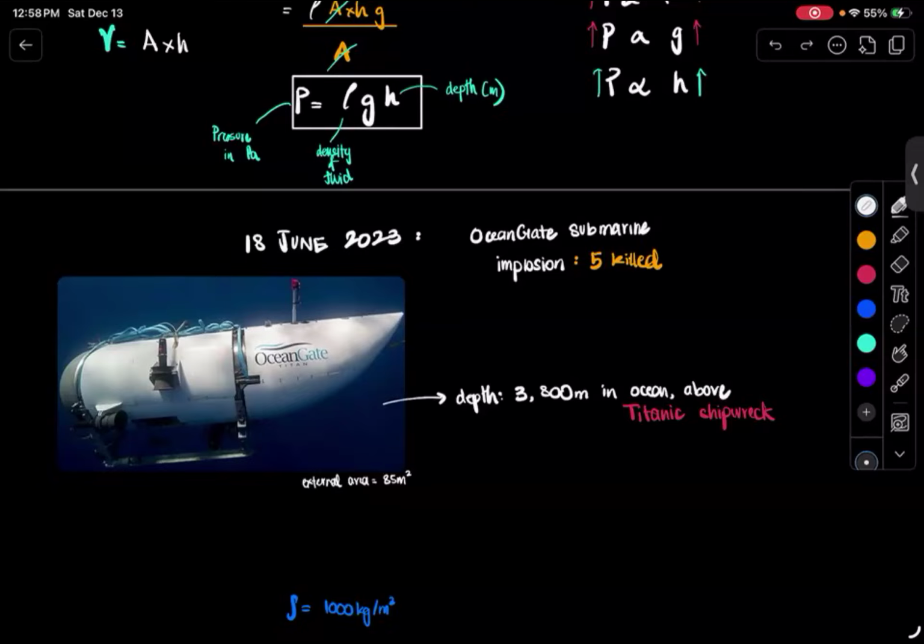Now, there's a difference between imploded and exploded. Explosion means that it exploded outwards, it spread out outwards, right? Imploded means that it was crushed into itself, right? So explosion would mean that something is exploding outwards. Implosion means that it was crushed inwards, right? It's kind of like an inwards explosion, okay? And we're going to calculate how much force was on them. Okay, let's see how we can calculate it.